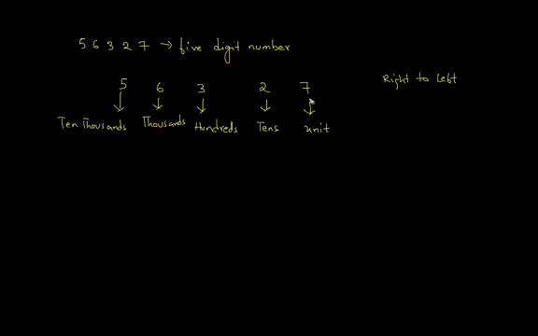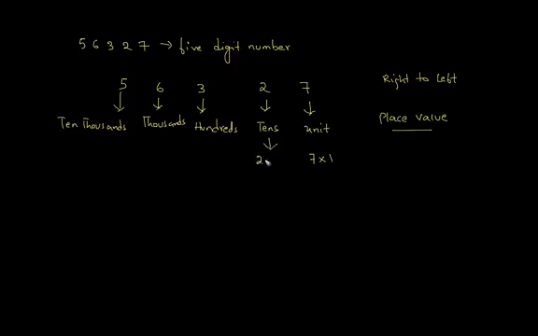The place of 7 is the unit digit place, right? So it should be multiplied with 1. This is the place value. What will be the place value of 7? If the question is asked, what is the place value of 7 in the number 56,327? Then it will be 7.